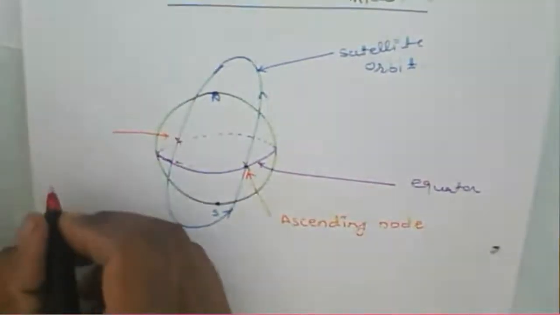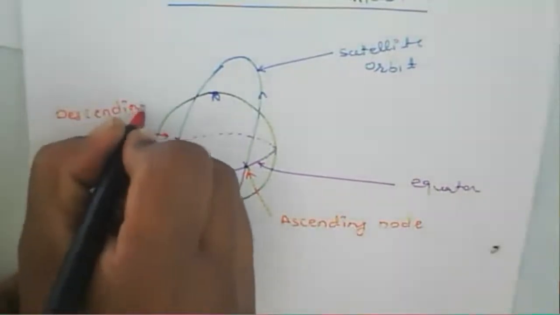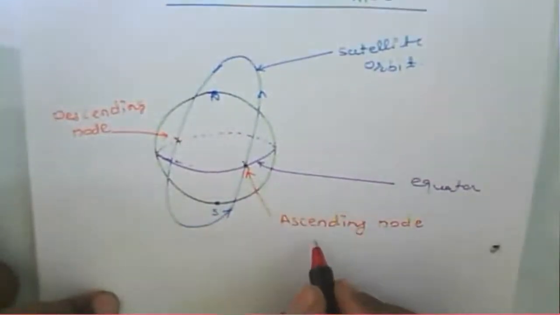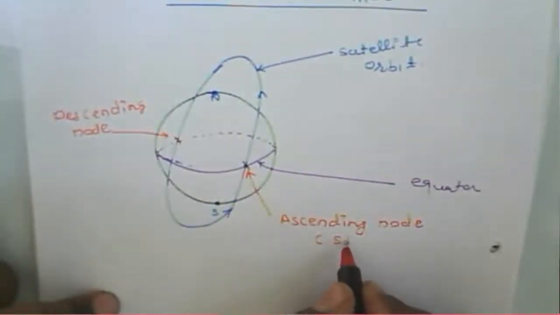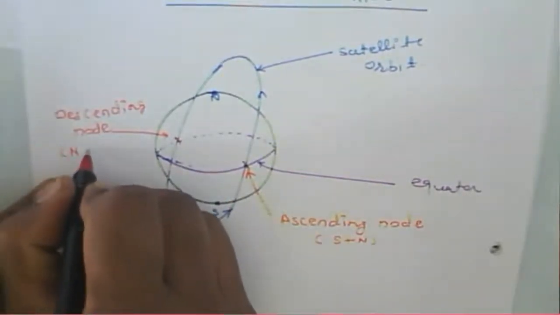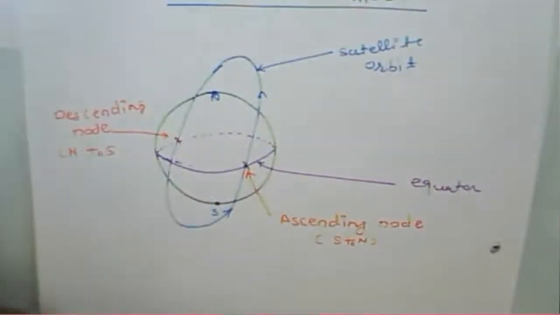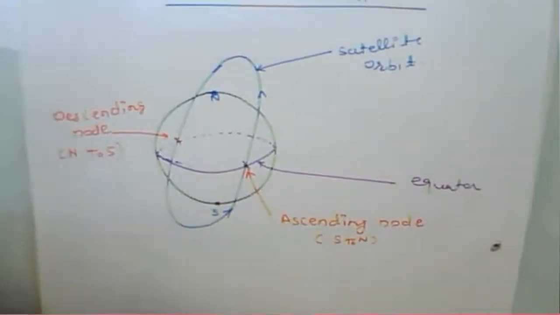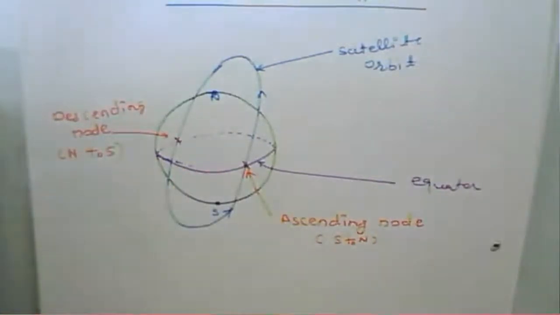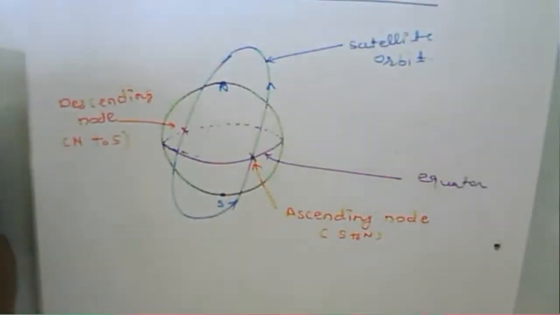And this particular point is called the descending node. Ascending node means the satellite is going from south to north, and descending node means it is going from north to south. So these two particular nodes are there.